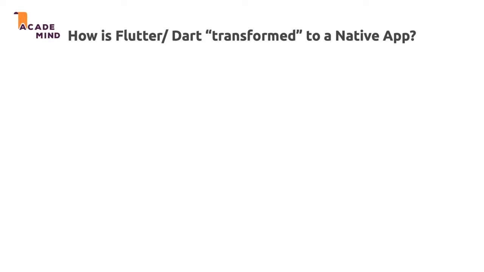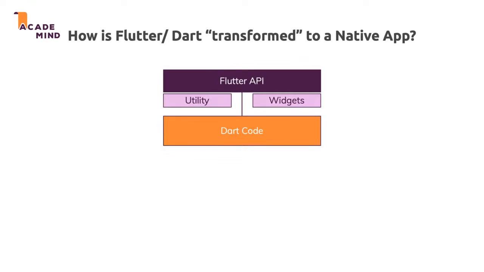Now, how do Flutter and Dart work internally? How is your Flutter app actually converted to a native app which can be published to the app stores? Well, you have your Dart code, which uses the Flutter framework, or the Flutter API as I call it here, which stands for Application Programming Interface. In the end, that just means that Flutter gives you a collection of functions, of widgets, which you can use in your code to build the interface you want to build.